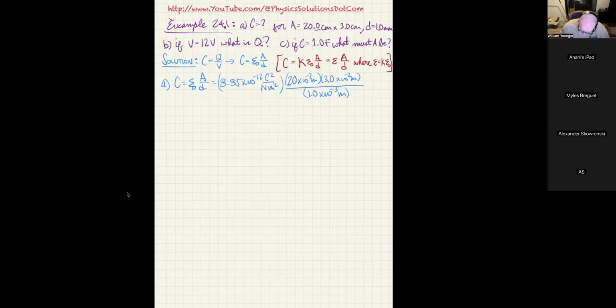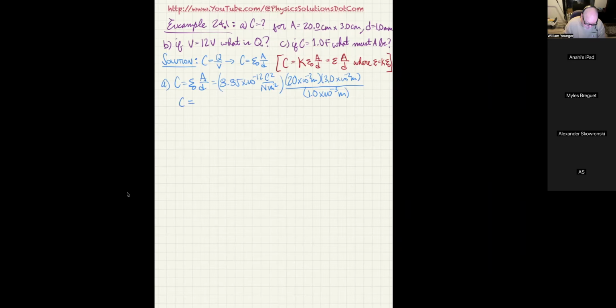Notice that I end up getting coulombs squared per Newton meter squared. And of course, a Newton meter is a joule. So we actually end up getting Coulomb squared per Newton meter, and a Coulomb per joule is an amp. So you could actually work it out and you'd find that it does work out to be farads. But with that in mind, let's go ahead and calculate the capacitance.